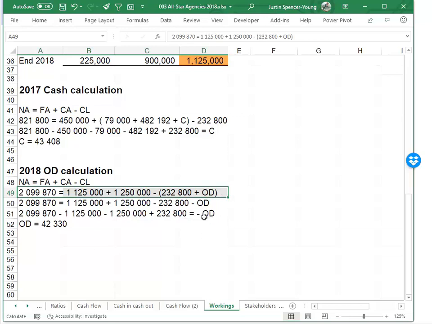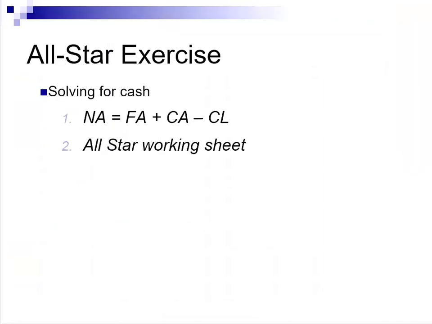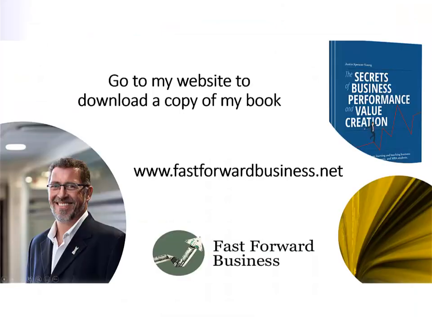And once you've done that, you will notice in the next line that the current liabilities, the creditors, becomes negative and the overdraft becomes negative. And then you can do your algebra, and if you solve for overdraft, you will come to this number of 42,330. Okay, so that just wraps up the last of the All-Star income statements and balance sheets, and we will see you in the next video.